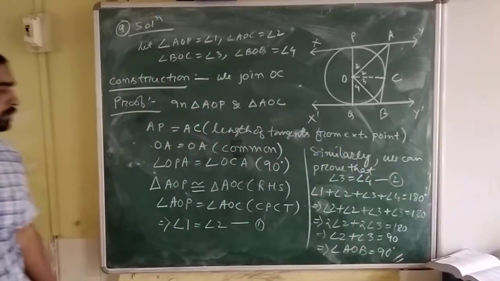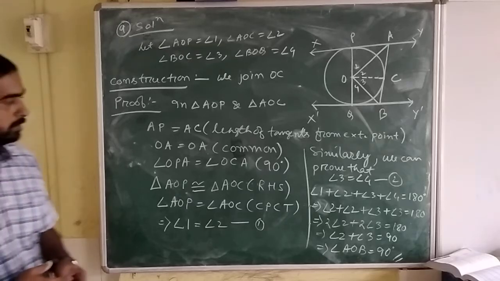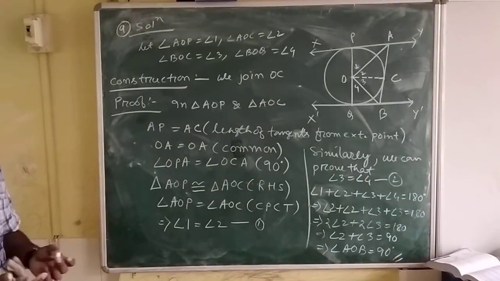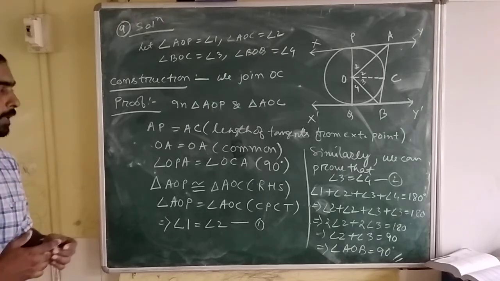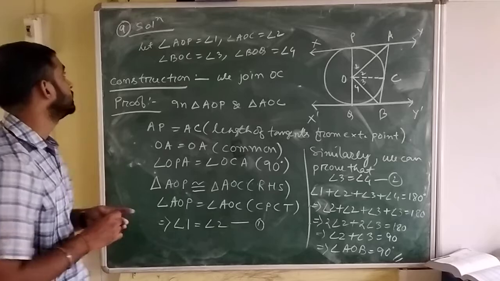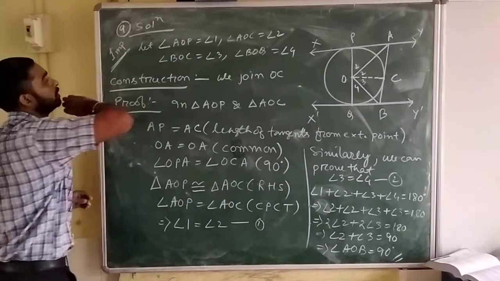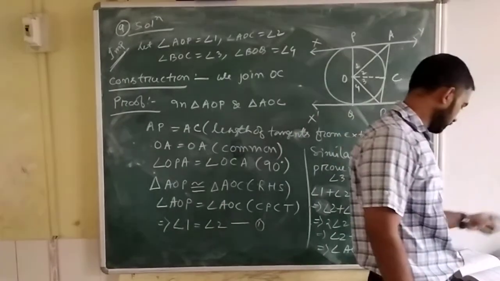You got it? Adding 1, 2, 3, 4 gives 180 on a straight line, so twice 2 plus 3 equals 180, and 2 plus 3 equals 90. Then 2 plus 3 means angle AOB. Got it? So this is the important question. Now, next class.